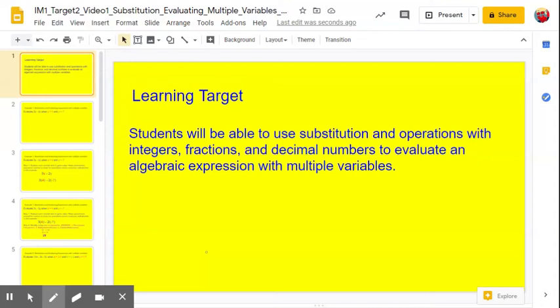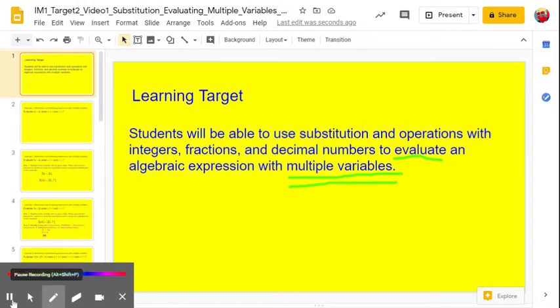Our learning target for this video is students will be able to use substitution and operations with integers, fractions, and decimal numbers to evaluate an algebraic expression with multiple variables. So recently we've done this with just a single variable. Today we're going to add on to that and be having two or more variables within our expression.